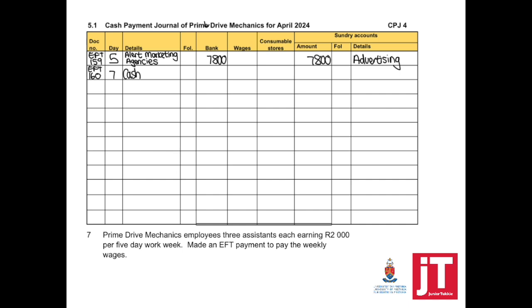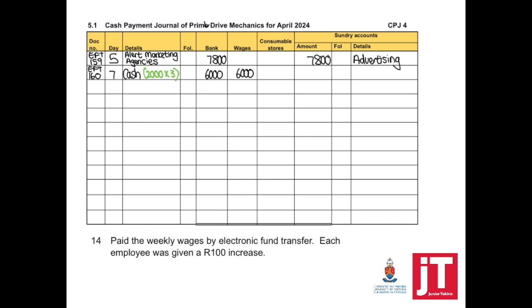How much did we pay? So each one of them earns 2,000. I've got 3 employees. In total, we paid 6,000. Money went out of our bank account. Why? Because of wages. Day 14. Paid the weekly wages by electronic fund transfer. Each employee was given a 100 Rand increase.